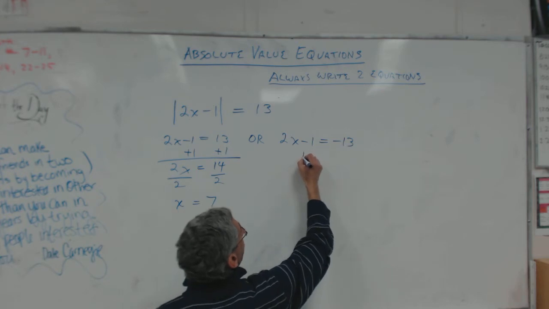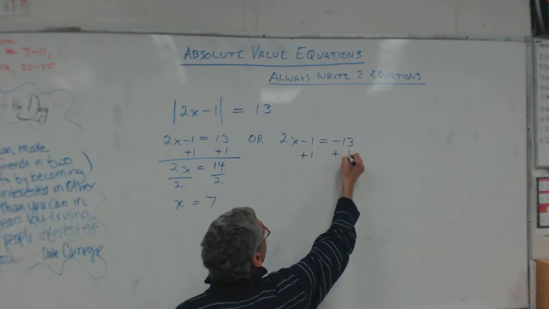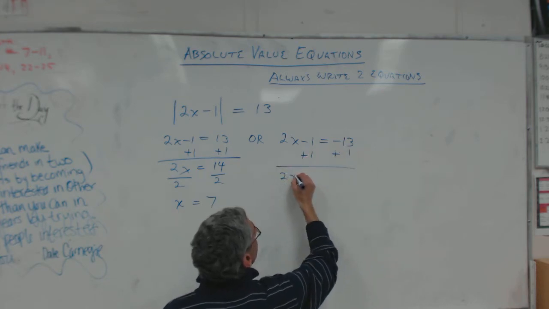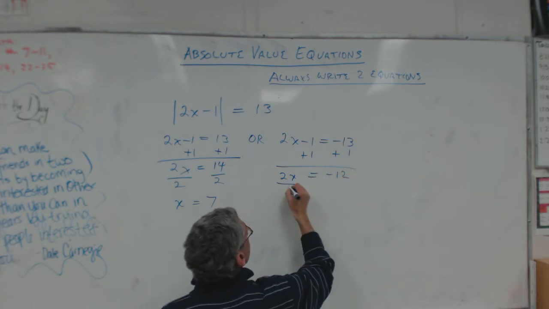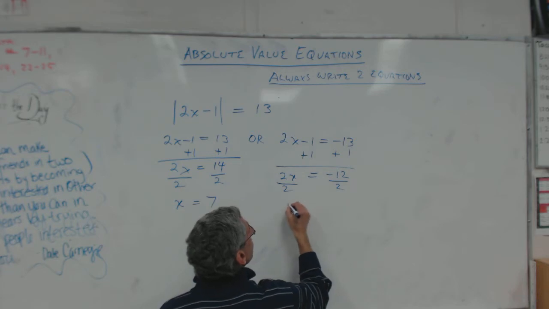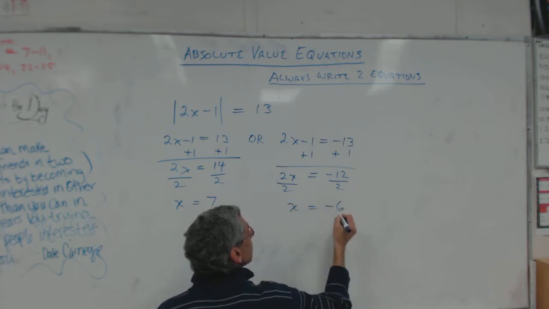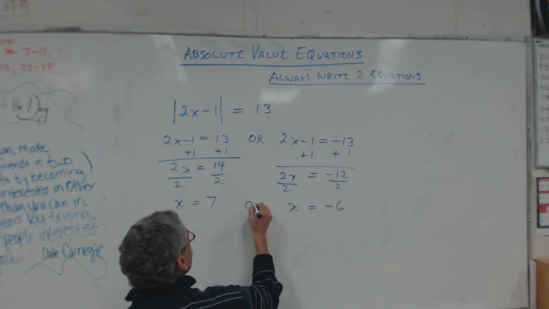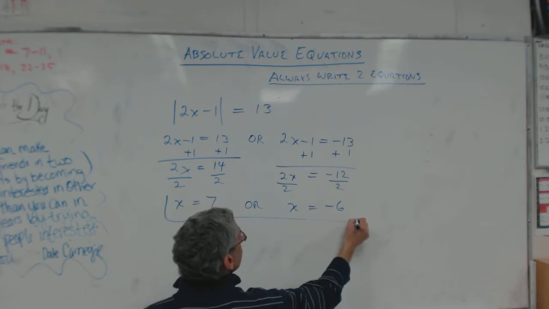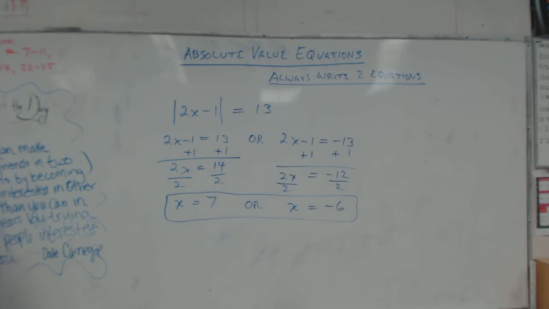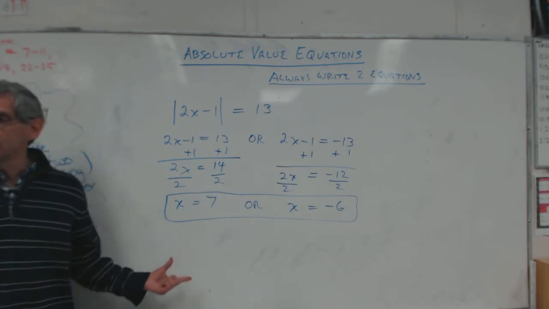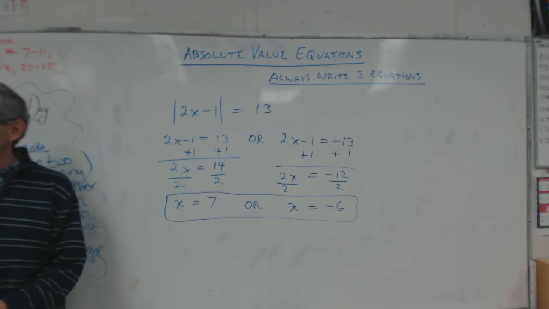Here, I would add 1 to both sides. And I have 2x is equal to negative 12, divided by 2, x is equal to negative 6. So your answer is x is equal to 7 or x is equal to negative 6. So there's always two answers to absolute value equations, okay?